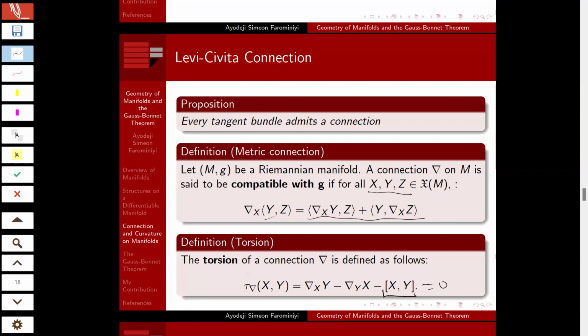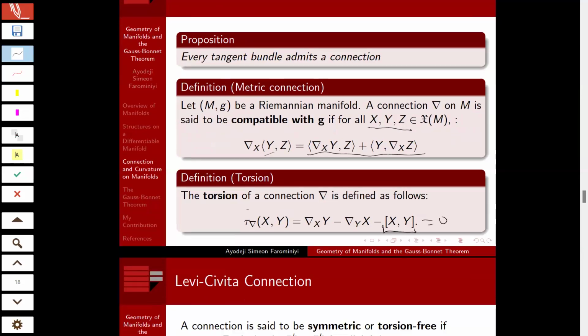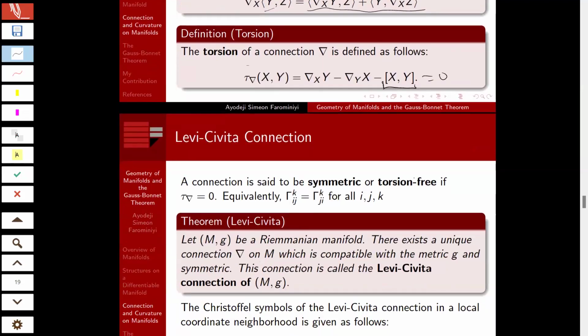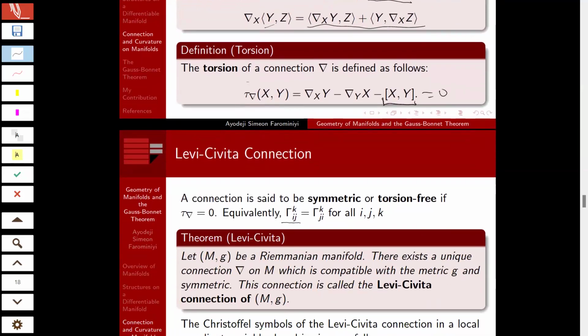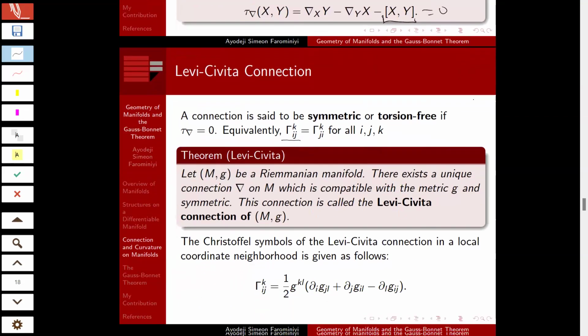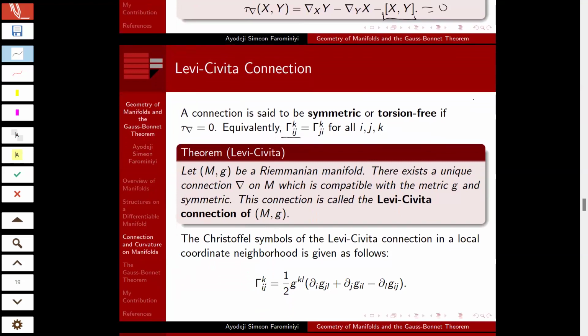Equivalently, we can also say that it is symmetric or torsion-free if the Christoffel symbols Γ^k_ij are equal to the Christoffel symbols Γ^k_ji for all i, j, k. Now, since we have defined these two properties, we can look at the unique connection for every Riemannian manifold, which is given by this result by Levi-Civita.